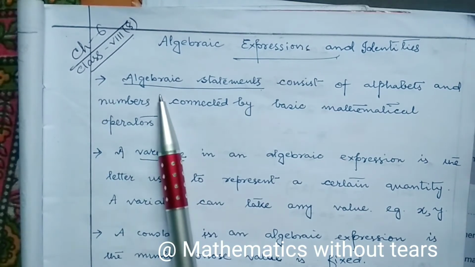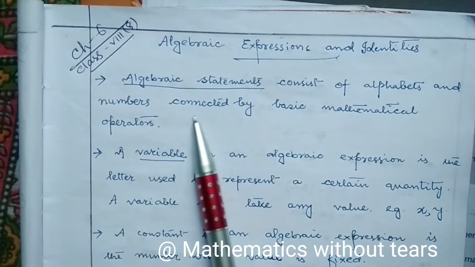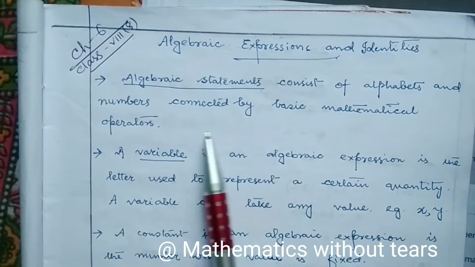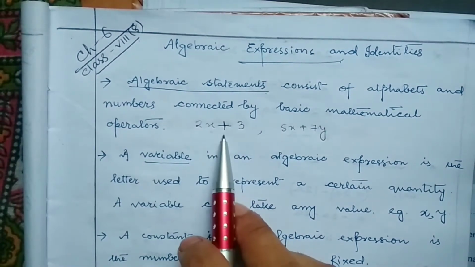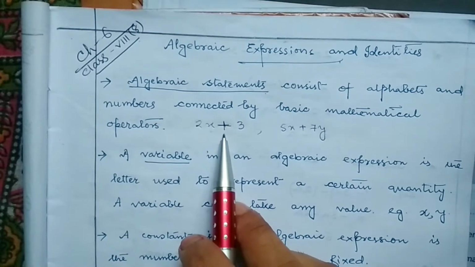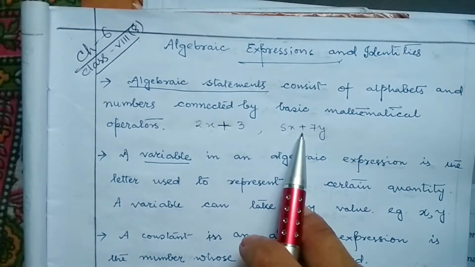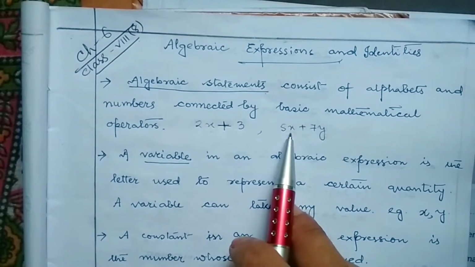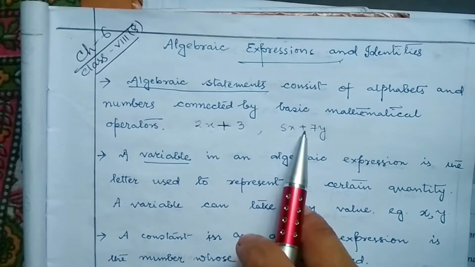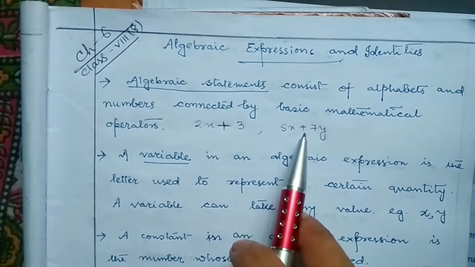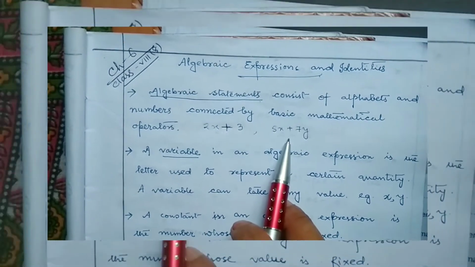So already I have written here, algebraic statements consist of alphabets and numbers connected by basic mathematical operations. So we can say 2x plus 3, this plus is the mathematical operator. Here you can say 5x plus 7y, here plus is the mathematical operator. So whenever alphabets and numbers are connected by these operations like plus or minus or multiplication or division, then we say this type of statements are algebraic statements.